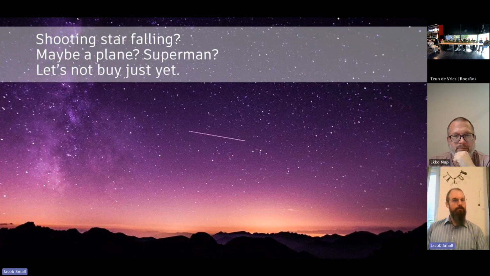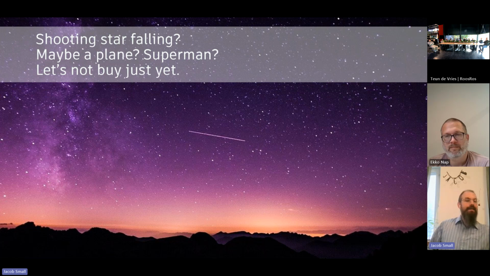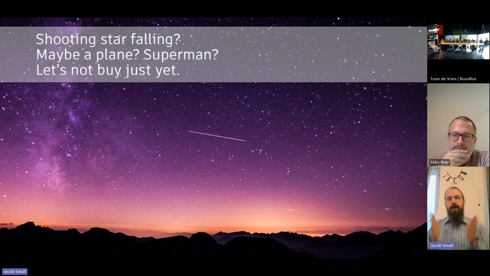Shooting star falling, maybe a plane, Superman, let's not buy just yet. So don't make any purchasing decisions based on any of the forward-leaning product statements I'm about to make. And I have a feeling I'm going to make a lot. You want to buy your software based on the capabilities that it has today, as opposed to what it might have tomorrow or what it had yesterday or last month or what it could be in 10 years, right? Buy your software based on what it does at the moment and make your investments accordingly as well.